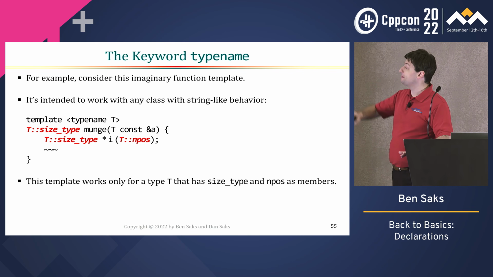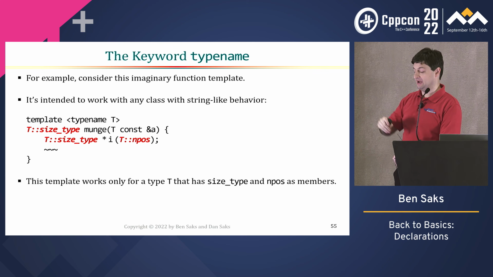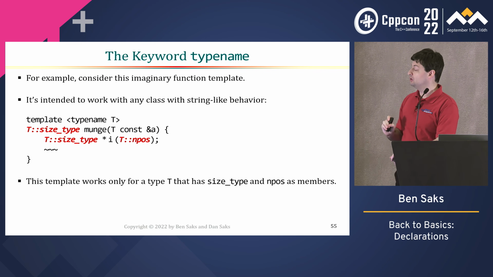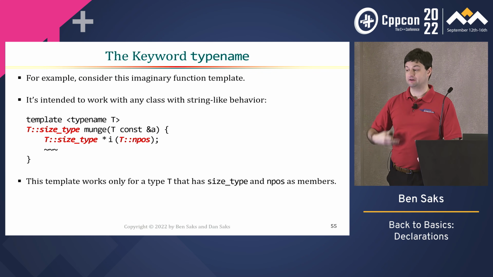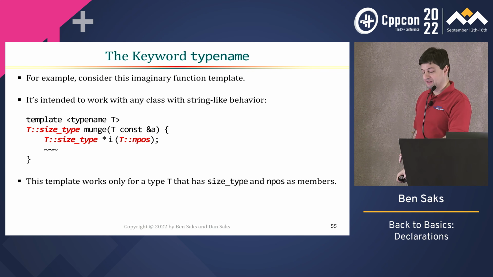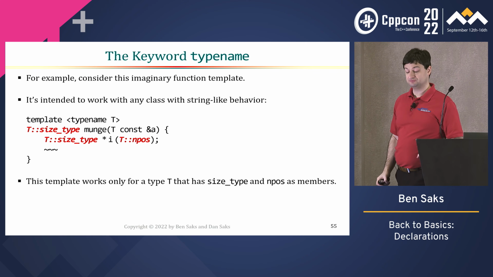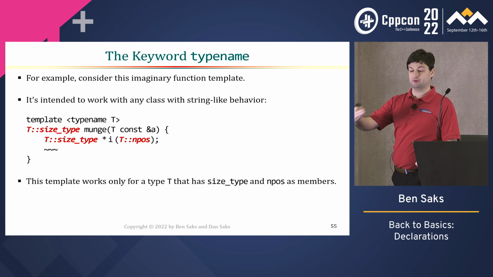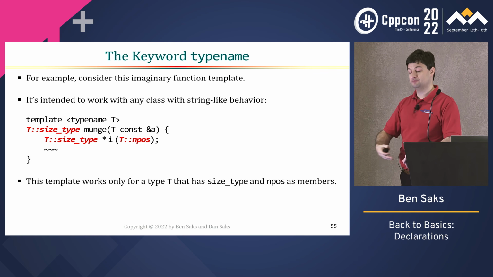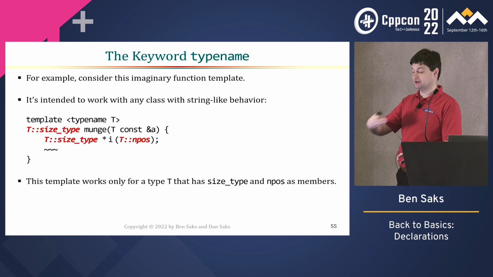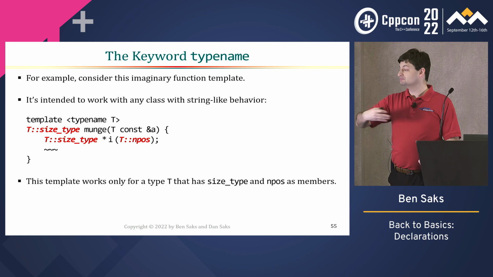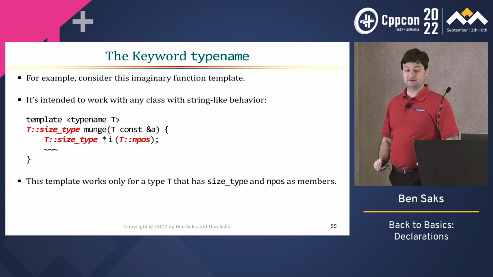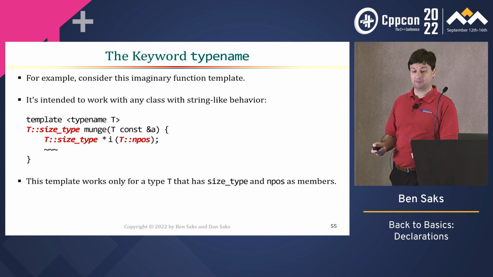So here, this is a first attempt at writing a template. And I've left out the keyword typename here, and we're going to see why that turns out to be necessary when writing this code. So the idea behind the munge function is that T is meant to be some string, or some string-like type that has a size_type member type and an npos member constant in this situation. So this template expects both of those things to be properties of T.